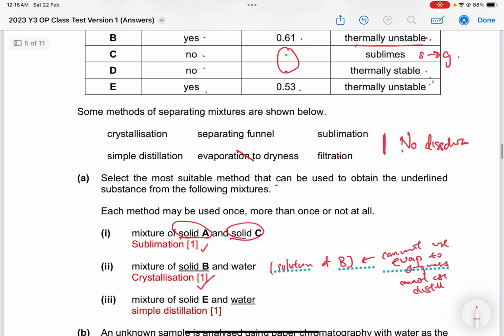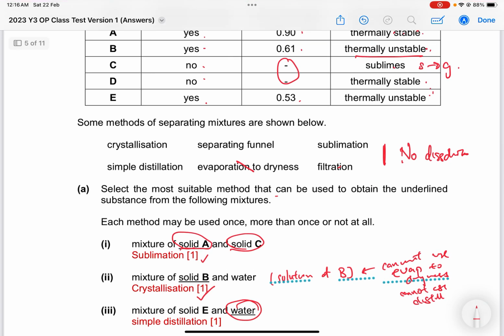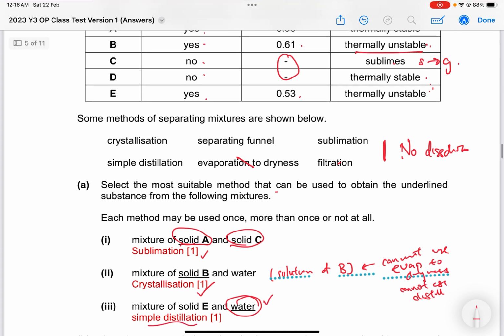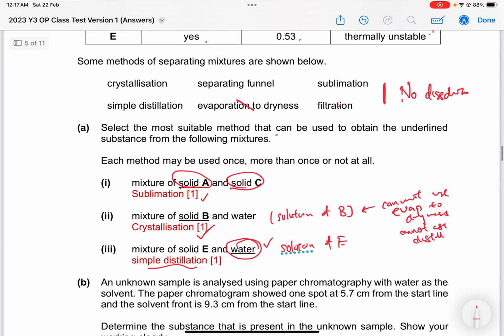Next, I want solid E and water, but actually I want the water. So although E is thermally unstable, I don't care because all I want is the water, right? So therefore I can just use simple distillation. Okay, so if you mix solid E and water, you get a solution of E. Then what you want is to get rid of the water. So what you want is to collect the water, therefore you will do distillation, condense the water out. So that's why part 3 is distillation.